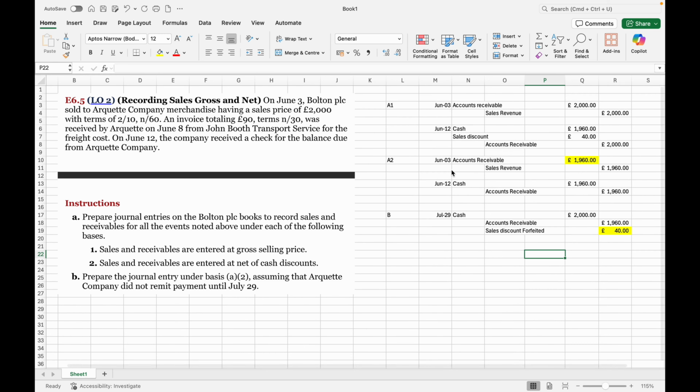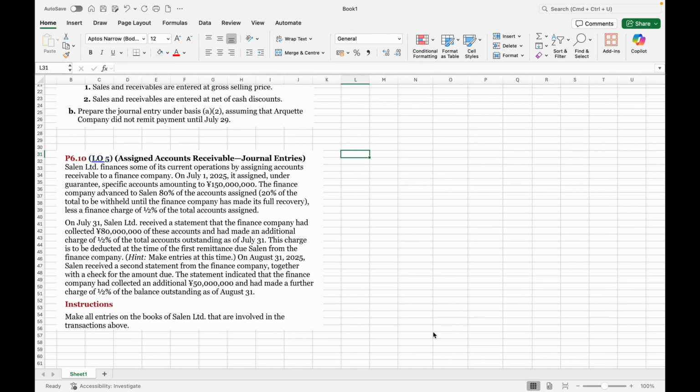And that is how we solve this exercise. It's actually quite easy, and it shows us what the differences are between the gross selling price method and net of cash discounts method in accounting. Thank you. And right now we will go to problem 6.10.